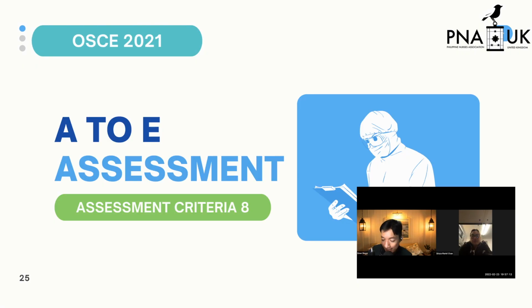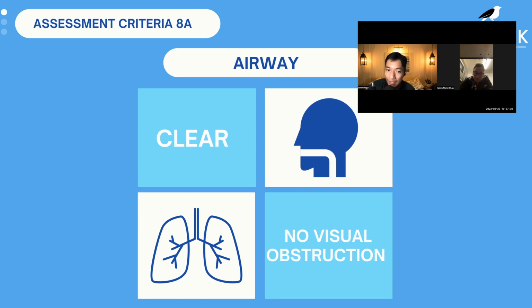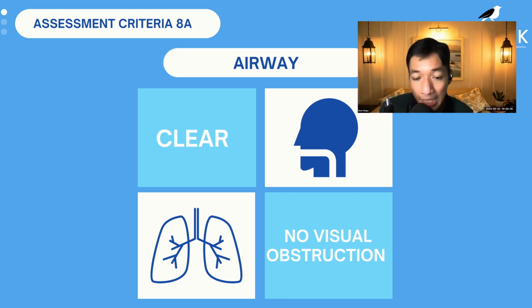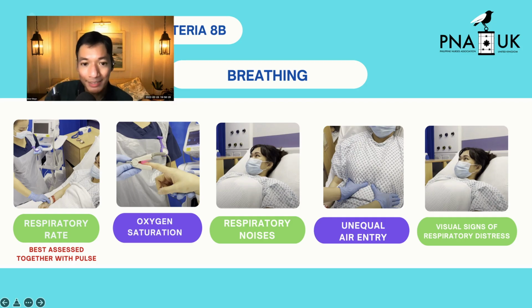So this one is the A2E assessment. I hope you've watched the video. I won't be playing the video anymore because our video for the OSCE is like 16 minutes long. So you can always access those videos on my YouTube channel. Hope that is useful. So for airway, you only need to verbalize that the patient's airway is clear and no visual obstruction. Ask the actor to cough or take a deep breath. That's the only thing. After that, you can just say that the patient's airway is clear and there is no visual obstruction. Let's move on with breathing.